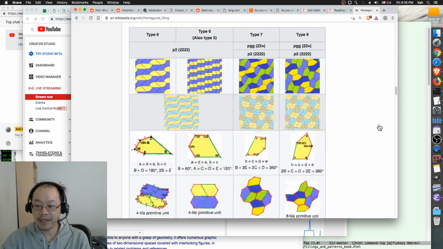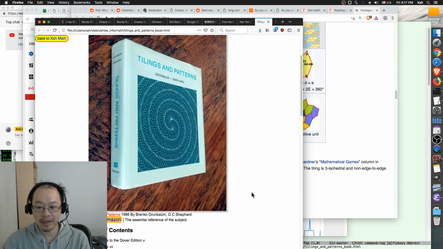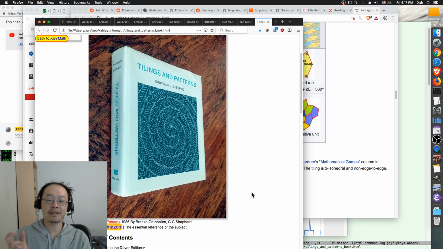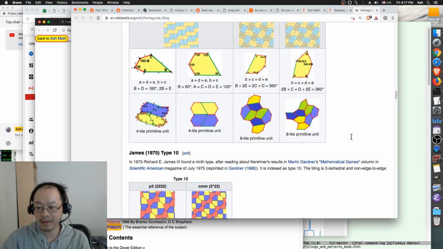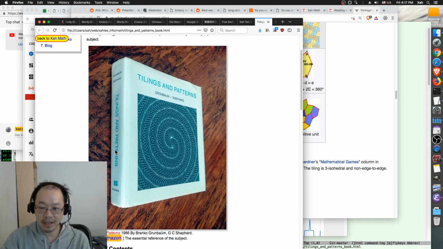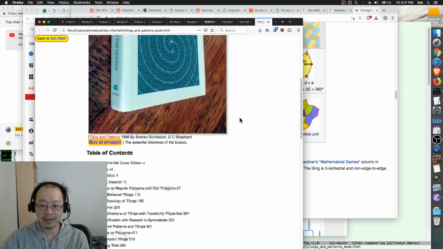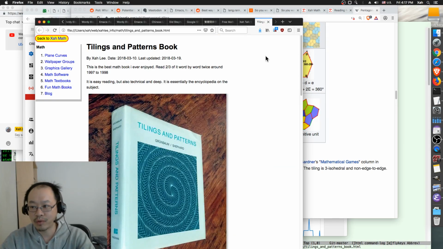So anyway, let's get back to the book. So this book is the classic, the best book on the subject. Now we talked about tilings, so that's one of the subjects this book covers. You see, as the title implies, Tilings and Patterns. So tiling is part of the issue. Now there are other issues such as patterns. What do you mean by patterns?